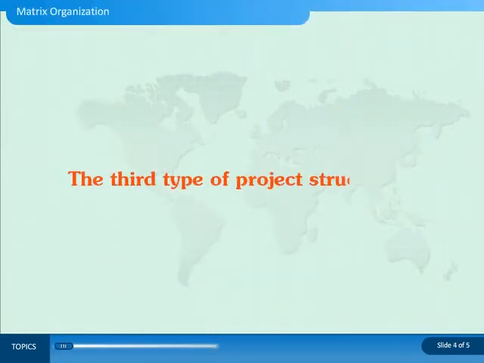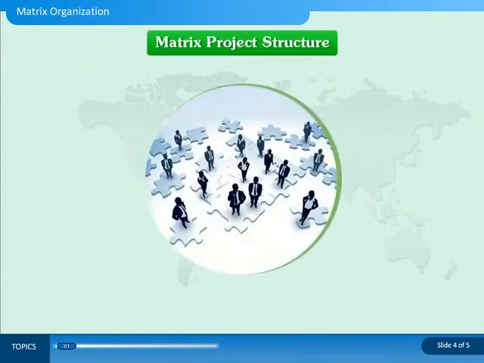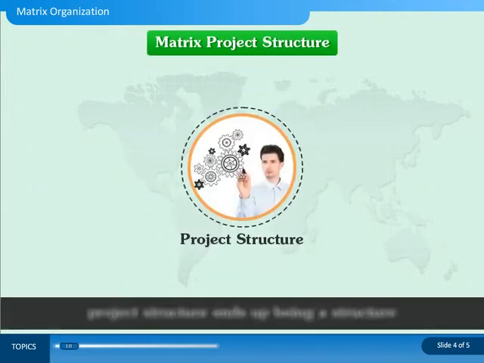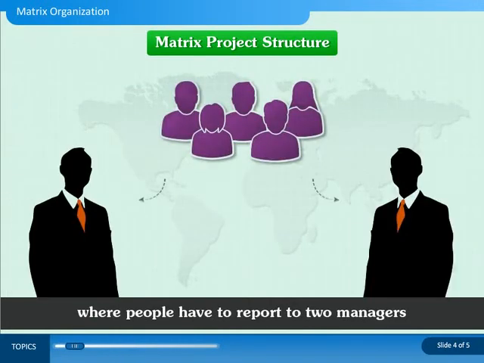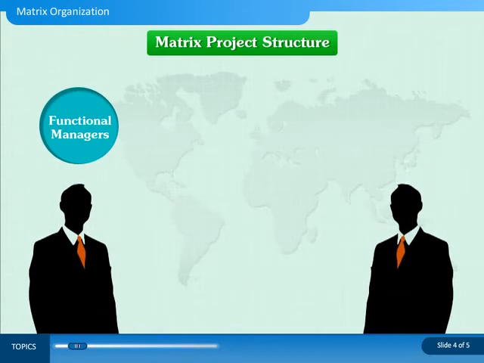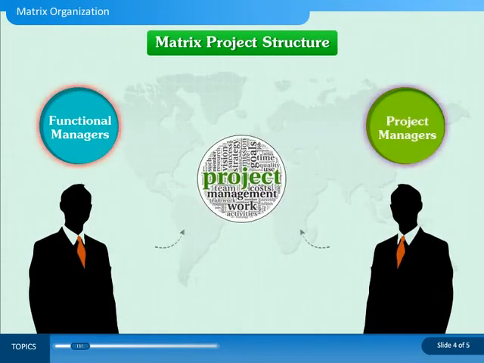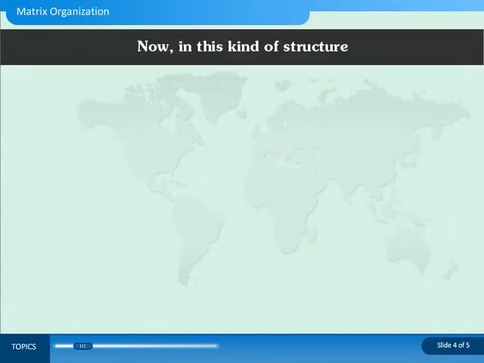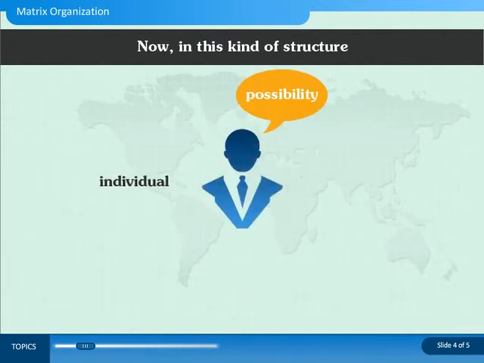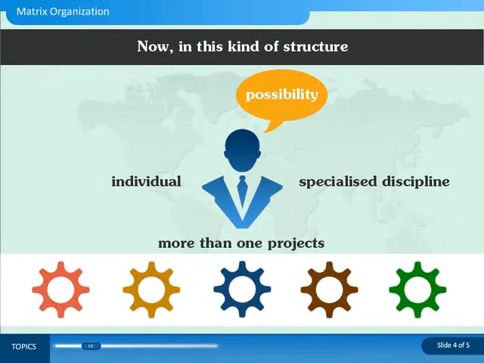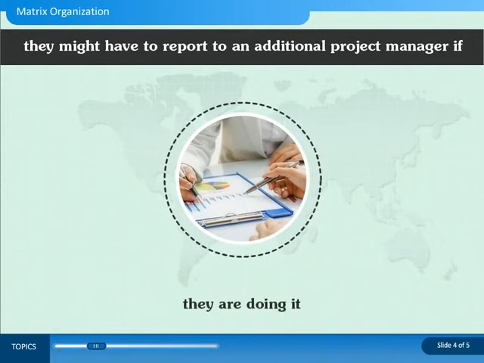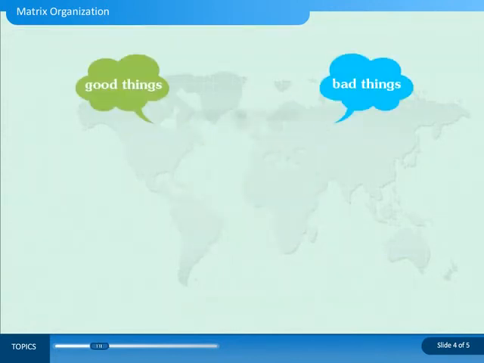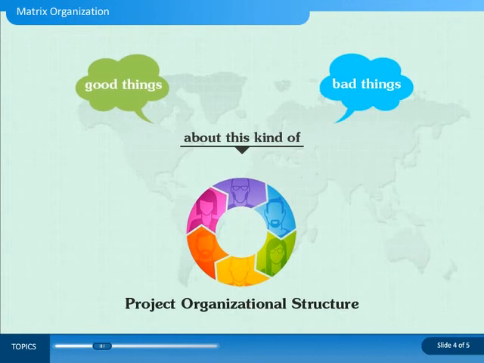The third type of project structure is what we call the matrix project structure. The matrix project structure ends up being a structure where people have to report to two managers, one their functional manager and one their project manager, for that project only. Now, in this kind of structure, there is a possibility that an individual from a specialized discipline might be working on more than one project, and they might have to report to an additional project manager if they're doing that. There are some good things and bad things about this kind of project organizational structure.